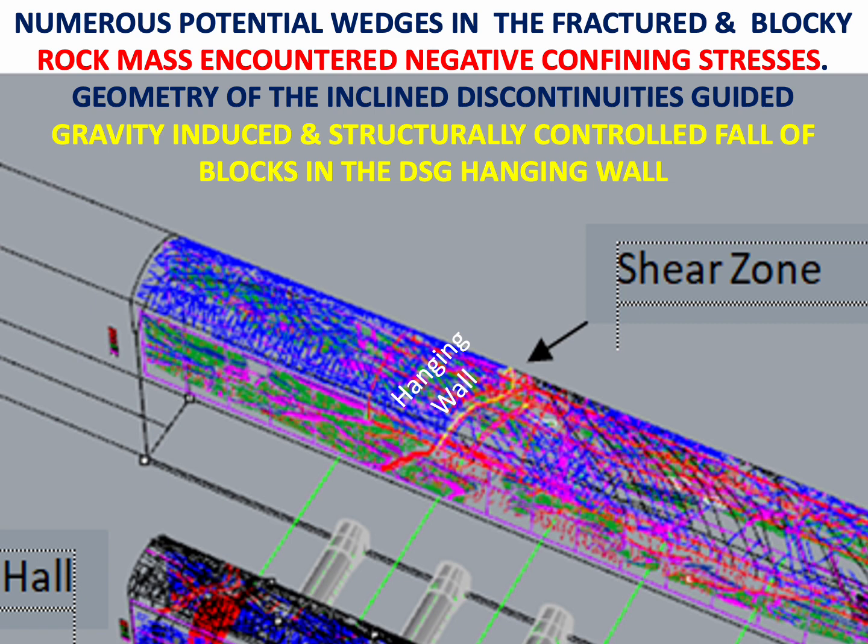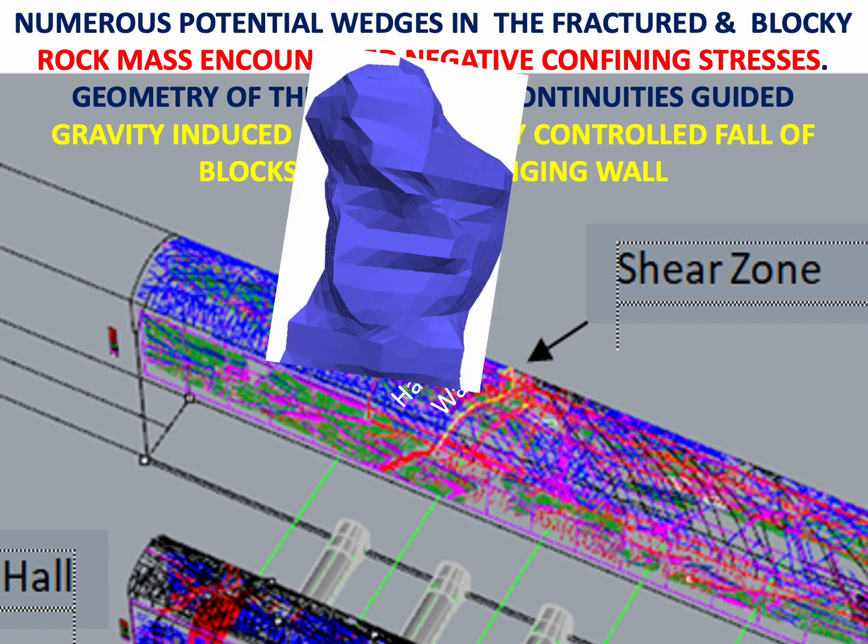It is thus established that numerous potential wedges, due to absence of confining pressure, had resulted in the fractured rock mass to undergo gravity-induced and structurally controlled fall of rock blocks in the hanging wall of Downstream Surge Gallery. The geometry of the inclined discontinuities further guided the gravity-induced and structurally controlled fall of the blocks.